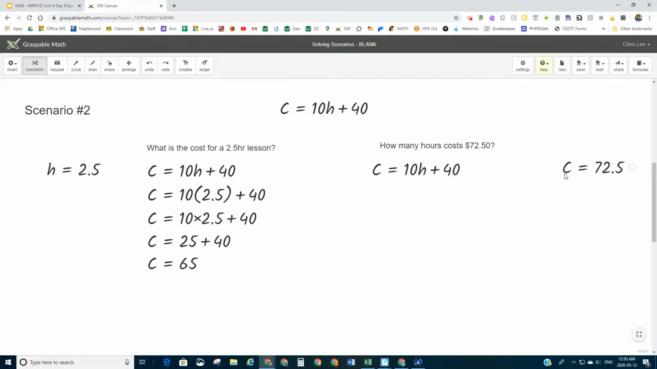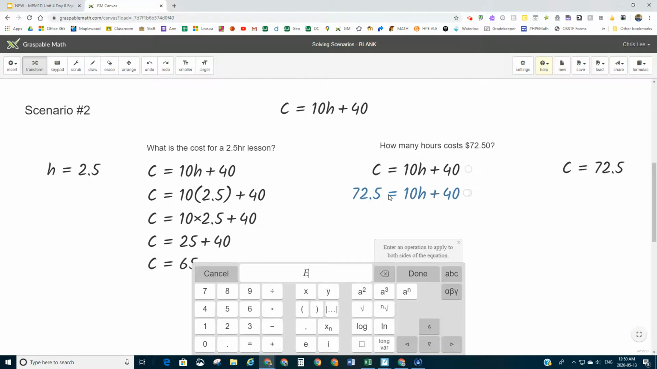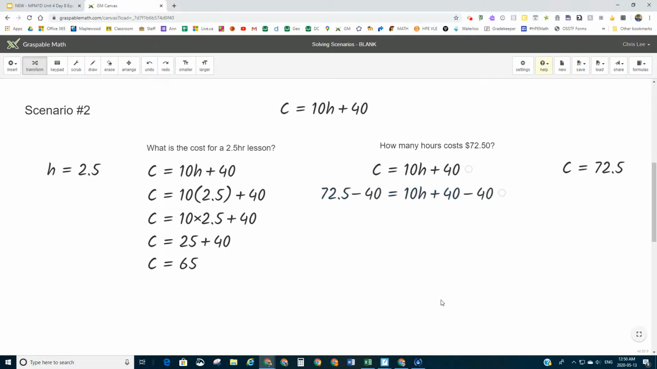And I can either take this capital C, again, remember it has to be a capital C, and replace it, or I can take the 72.5 and put it in for C. And you'll see that step. Again, I will click on that so it's by itself and drag it down so I can see this step. Remember, I need to now subtract both sides by 40. So I'm going to push and hold the equal sign until it pops up. Subtract 40 from both sides and push done.